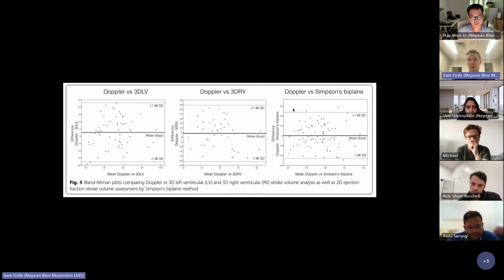We've got huge discrepancies in stroke volumes, both for Doppler versus the 3D LV, Doppler versus the 3D RV, as well as trying to do Doppler versus Simpson's biplane. I didn't add in that Simpson's biplane didn't match up very nicely with the stroke volume either, but you've got differences here of plus or minus 25 mils. And if you've got 60 to 90 mils for a stroke volume, having plus or minus 20 to 30 mils, or 40 to 50%, is pretty average.